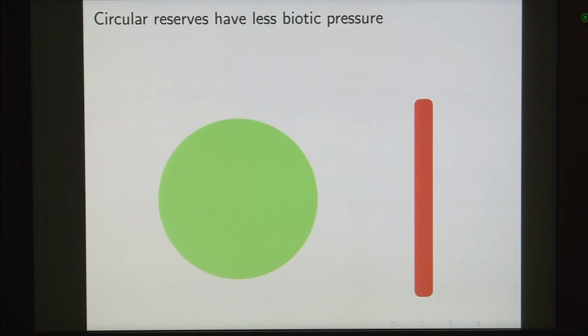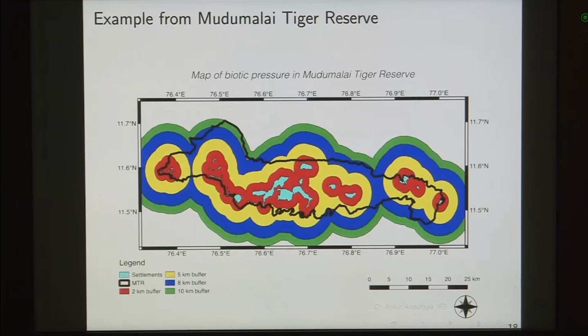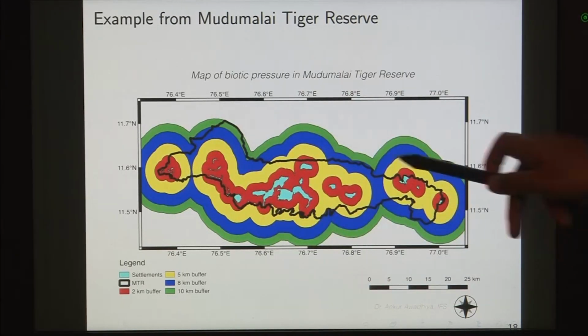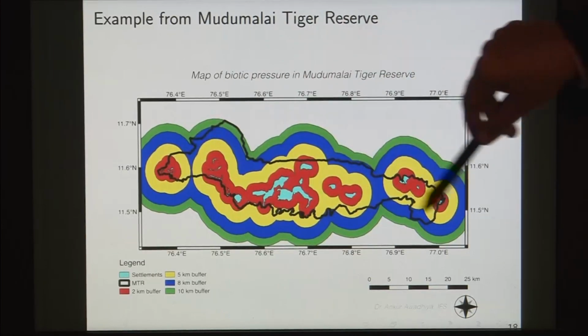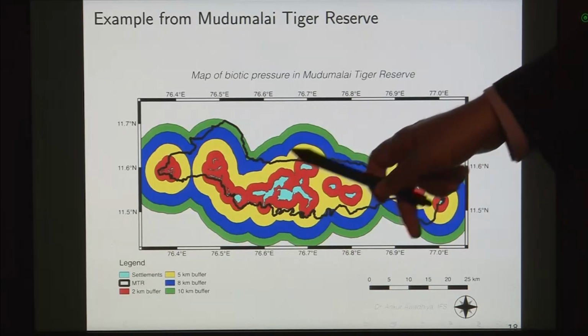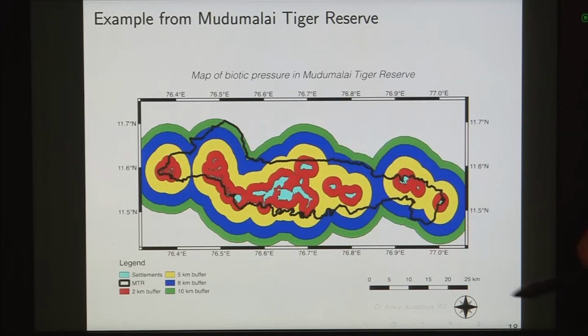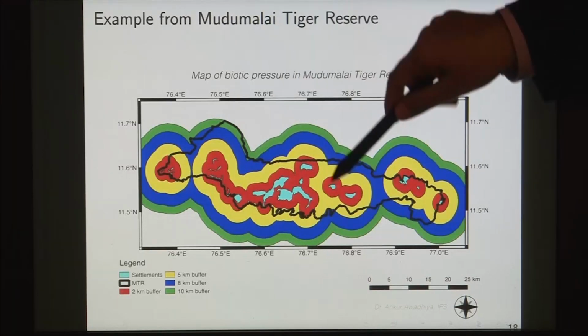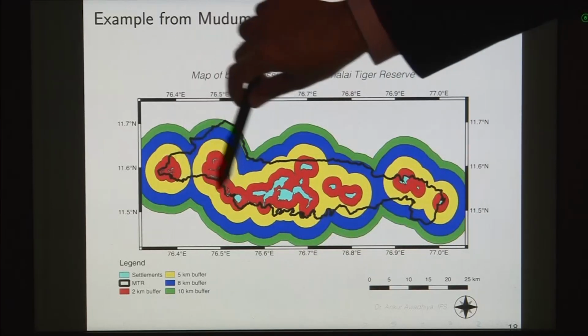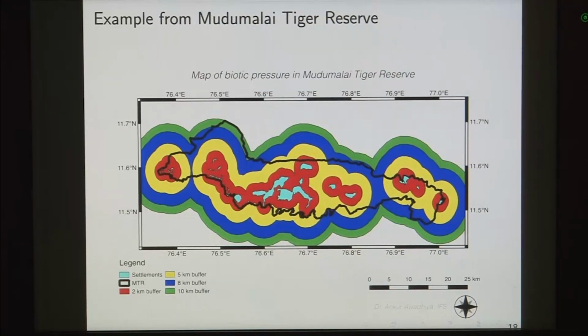And a good example in this case is our Mudumalai Tiger Reserve in Tamil Nadu. In this case, this black line is showing us the reserve. As you can see, this is more or less a linear reserve. Now, these blue areas are the settlements that are there inside the reserve, and if you look at the biotic pressure, we see that this 10 kilometer buffer completely covers the reserve. So, in that case, just because this reserve is linear in shape, the amount of biotic pressure is too high.